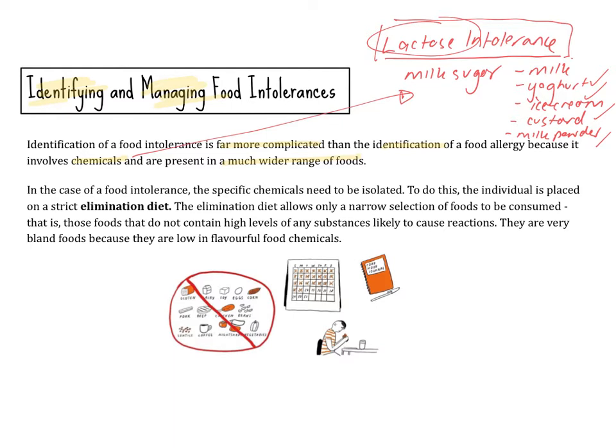And just like all intolerances, this is one of the challenges of actually working out if somebody has a food intolerance. Now, in the case of a food intolerance, the specific chemicals need to actually be isolated. And this is a challenging process. To do this, the individual is placed on a strict elimination diet. The elimination diet only allows a narrow selection of foods to be consumed. That is, those foods that don't contain high levels of any substances likely to cause reactions. They are very, very bland foods, and they are also low in flavorful food chemicals.